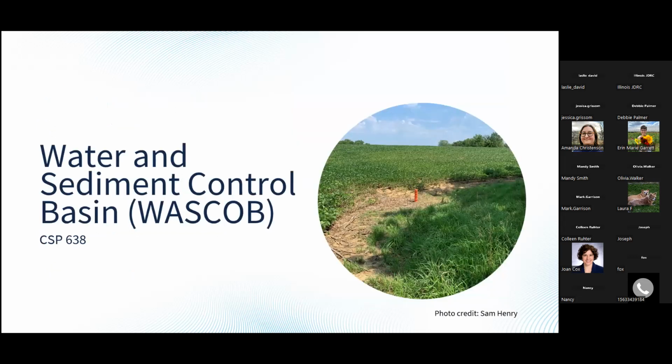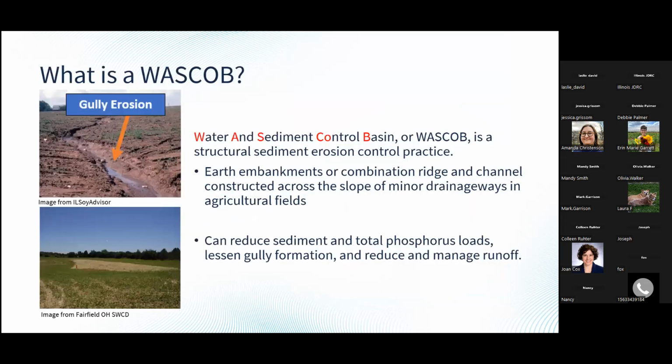So another conservation practice that I will be discussing today is water and sediment control basins, or WASCOBs, that are being added to the nutrient loss reduction strategy best practices in the 2023 biennial report. So water and sediment control basins, or WASCOBs, are a structural sediment erosion control practice.